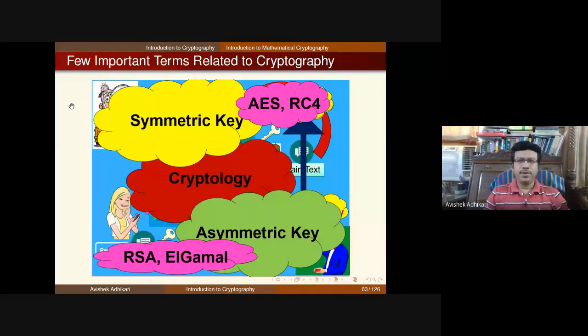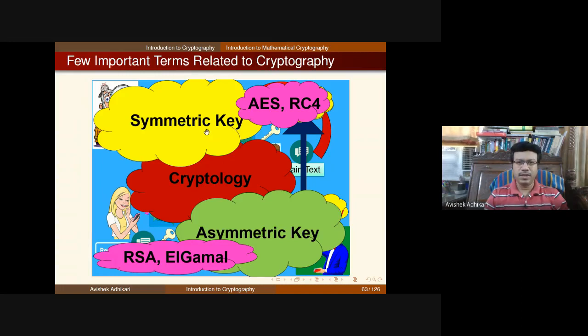Okay, in my previous classes, I have already mentioned the basic topics about cryptography. As we mentioned, the main topic is known as cryptology, and it has two branches. One is the constructive one, known as cryptography, and another is the destructive one, known as cryptanalysis.